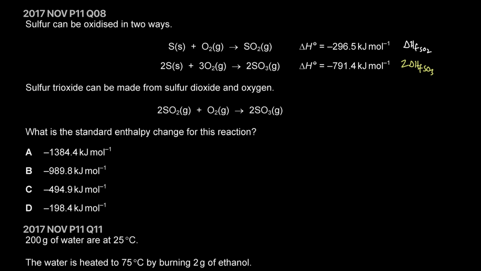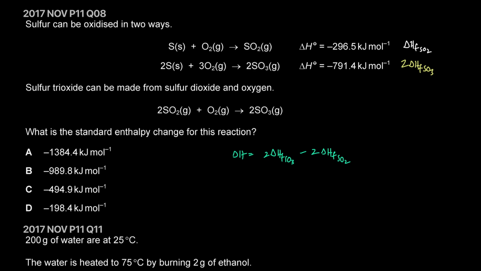And the enthalpy change for this reaction will be 2 times the enthalpy change of formation of sulfur trioxide. That is again the enthalpy change of formation of products minus the enthalpy change of formation of reactants. Here again, we have 2 moles of sulfur dioxide in the reaction. So we have 2 times the enthalpy change of formation of sulfur dioxide. Now this value here is 2 times the enthalpy change of formation of sulfur trioxide, since we have 2 moles of sulfur trioxide here.